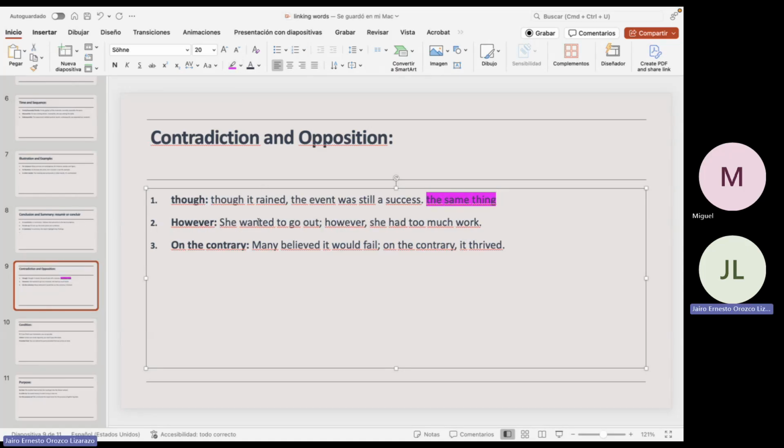However, sin embargo, she wanted to go out. However, she had too much work. On the contrary, por el contrario, many believe it would fail. On the contrary, it thrived. Thrive is equal to success. Right?